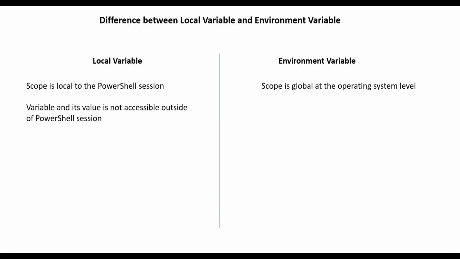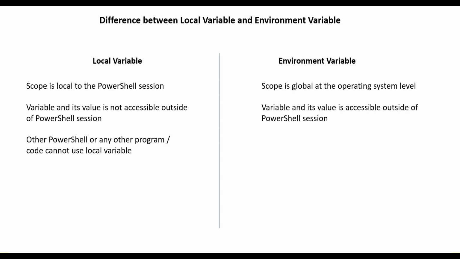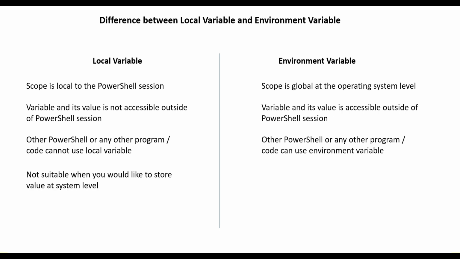A variable and its value, if it's a local variable, is not accessible outside of the PowerShell session, whereas an environment variable and its value is accessible outside of the PowerShell session. Other PowerShell sessions or any other program or code cannot use a local variable, whereas they can use the environment variable.